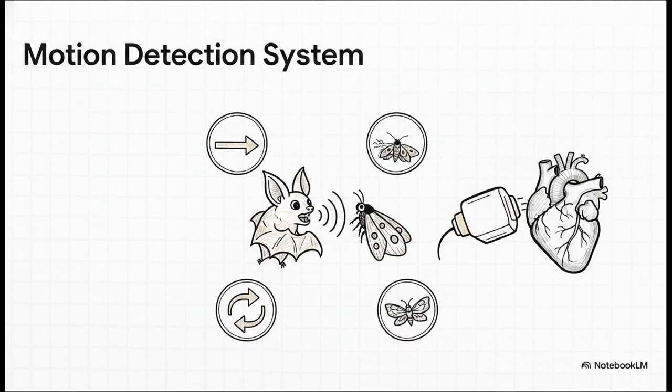By analyzing those returning echoes, bats determine 4 vital parameters. Distance, is the target near or far? Motion, is it moving or stationary? The specific direction of that movement, and finally, the size of the objects. Now, for those of you learning echocardiography, here is your first major clinical pearl to take away. These 4 parameters, distance, motion, direction, and size, are the exact same data points we use to track red blood cells right through the chambers and valves of the heart.